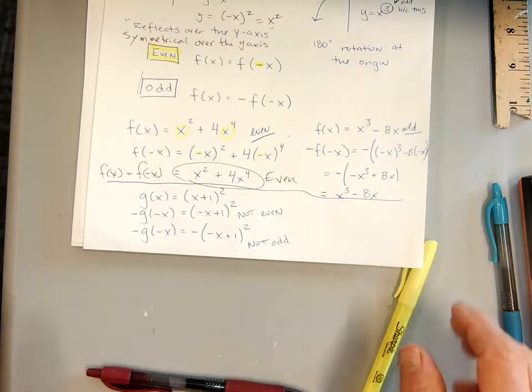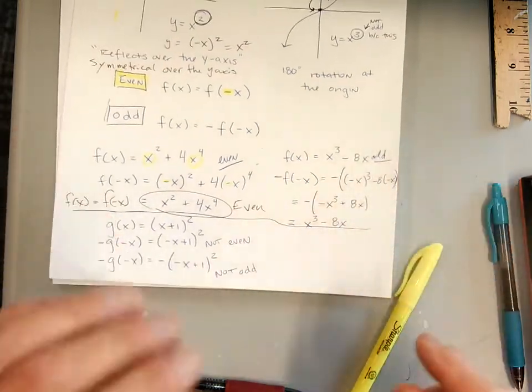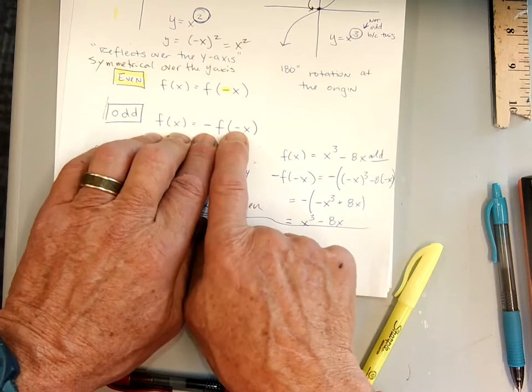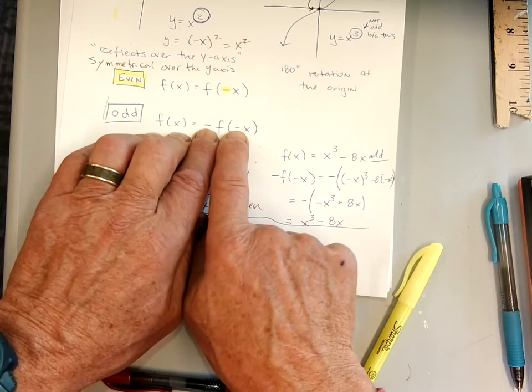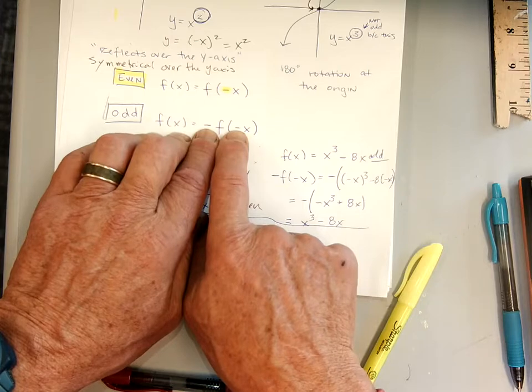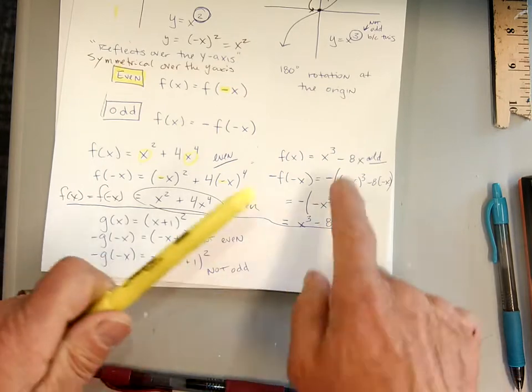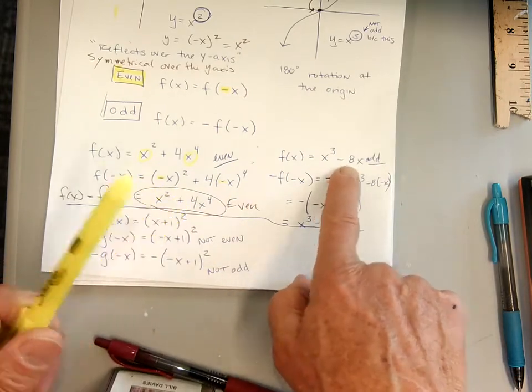All right. Now, what about odd? Well, odd's a little bit different because we're going to do two things. We're going to make all the x's negative, and then we're going to make the equation negative. Okay, well, let's check that out. First, let's do all the x's negative. So that's the first thing. Here's an example, x cubed minus 8x. Is it even? Is it odd?